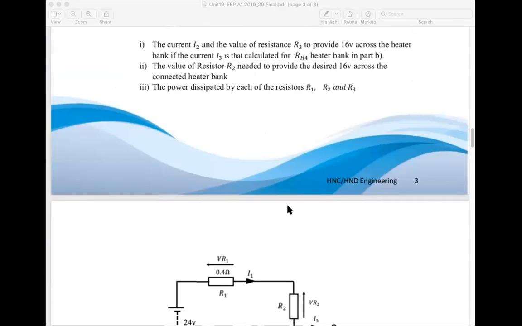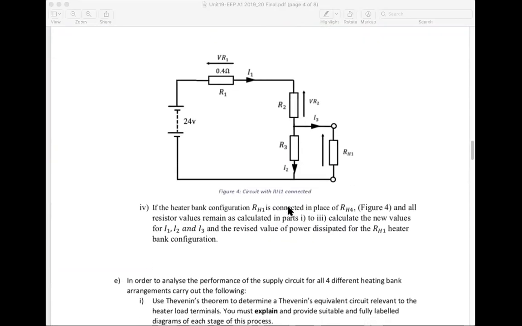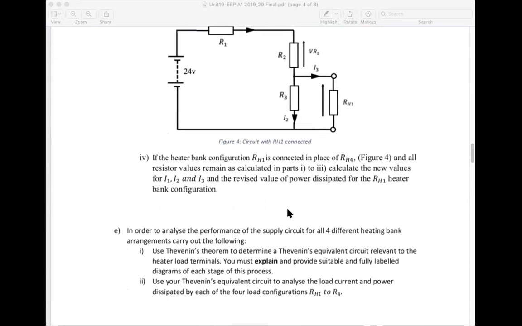And then the last part is, if you use Thevenin's theorem to determine the Thevenin's equivalent circuit, right, you'll then end up with a circuit that is just.